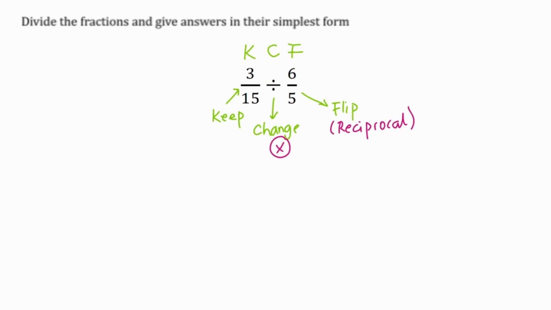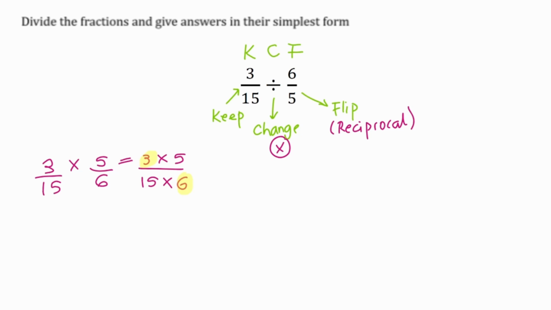So if I want to work this out, I will keep my first fraction, 3/15, as it is. I will change the division sign to a multiplication sign, and I will flip 6/5 into 5/6. And now I can work this out as a normal multiplication of fractions. So before I multiply through, I'm going to write it like this, and then first check if I can simplify my numerators and denominators. So I'm checking to see if I have any common factors in numbers in the numerator and denominator, and we do have 3 and 6.